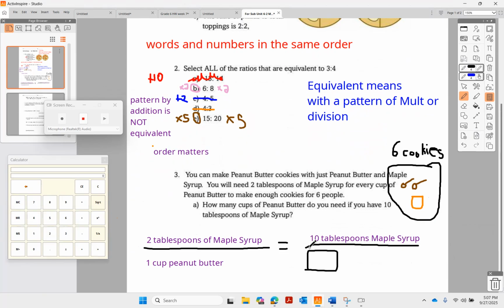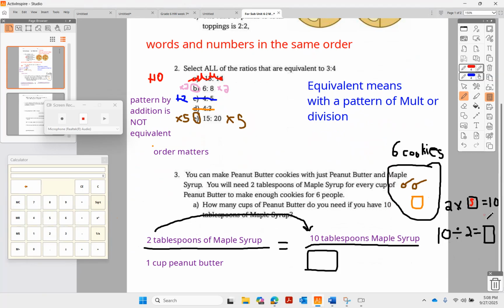But again, a pattern of multiplication or division. I need to figure out how I get from 2 to 10. So I'm literally saying 2 times what number will equal 10. If I don't know what number to go in there, if I want to use my calculator, I can say 10. Or if I'm just going to use a multiplication table, 10 divided by 2 equals what number? When I do it that way, the number is 5.